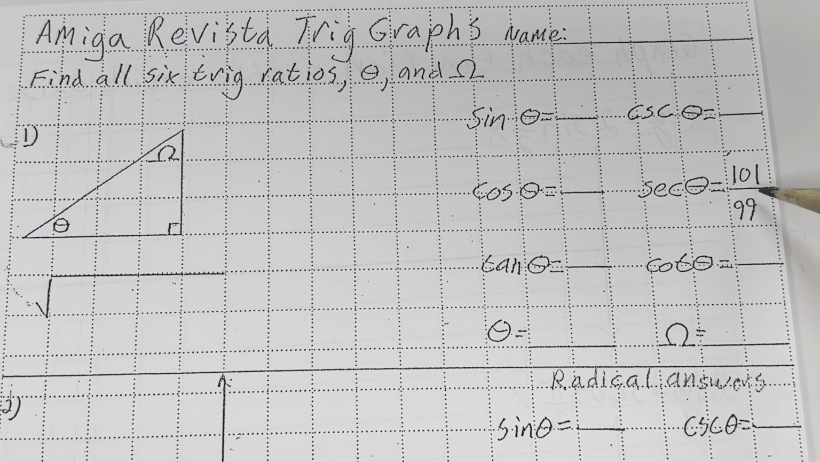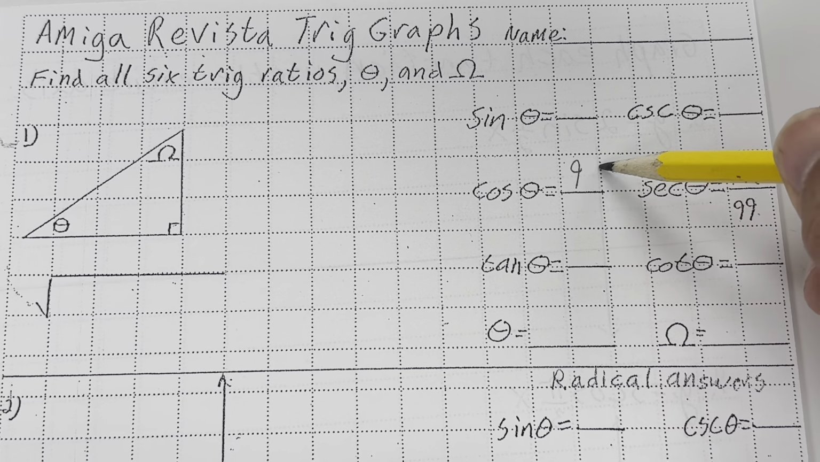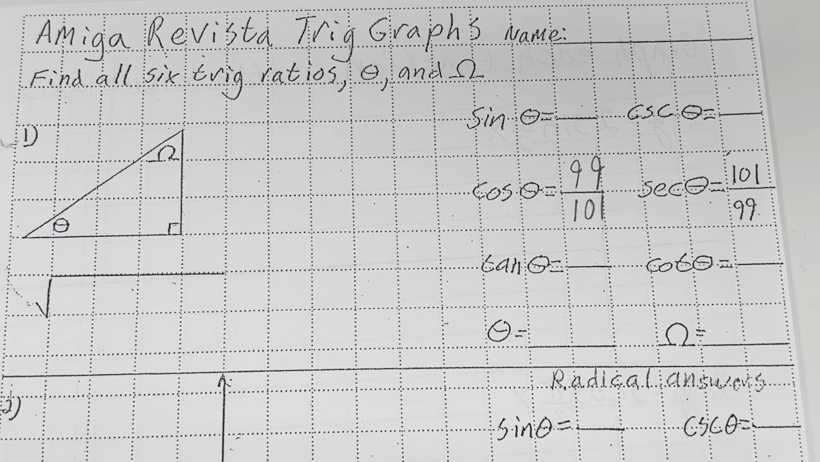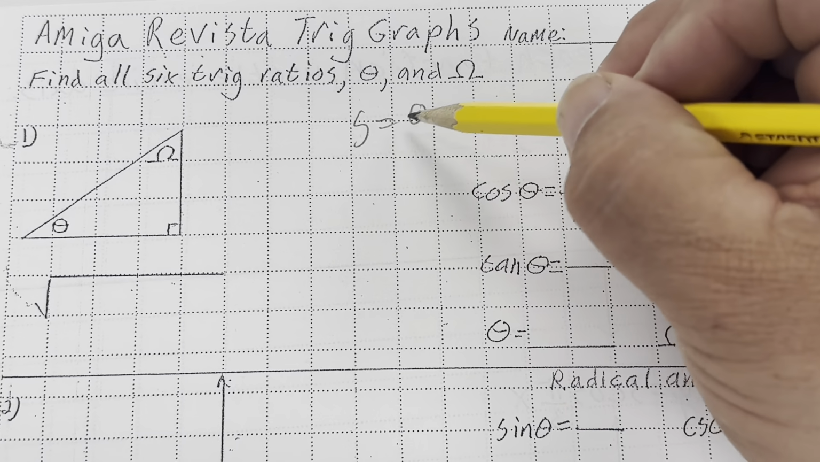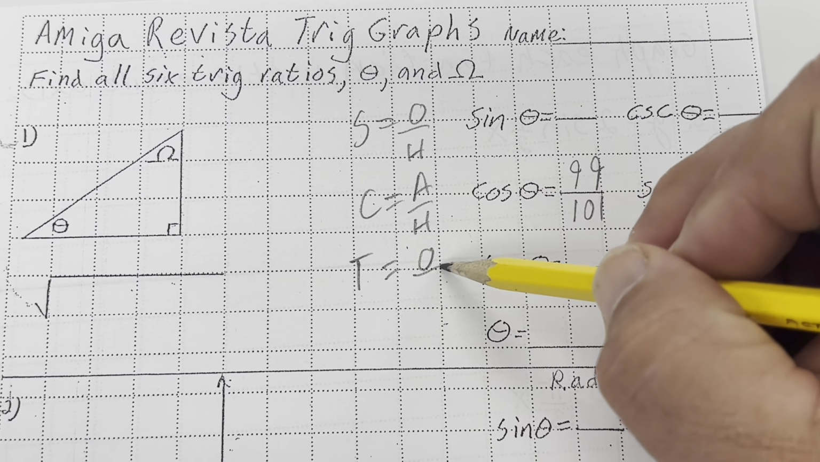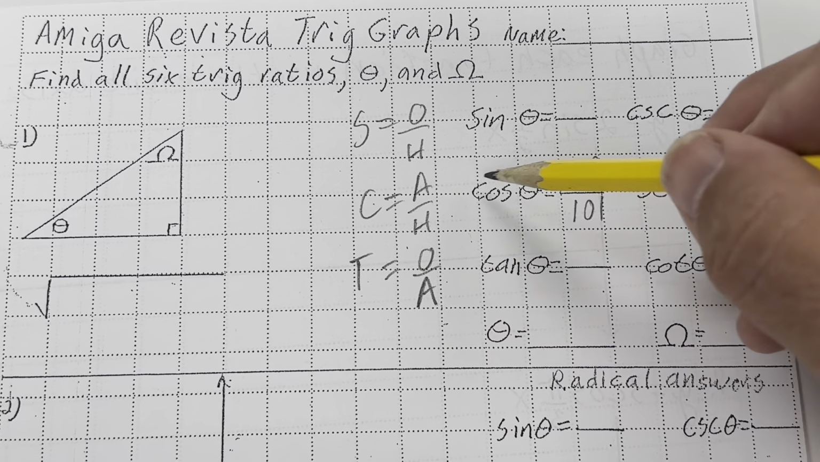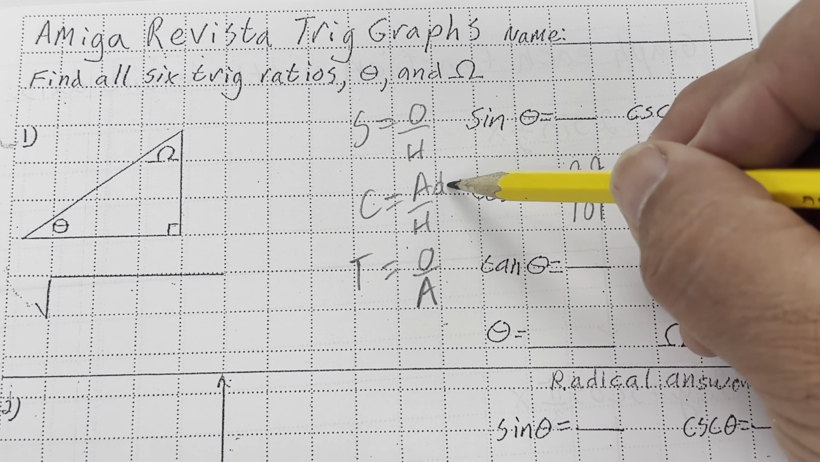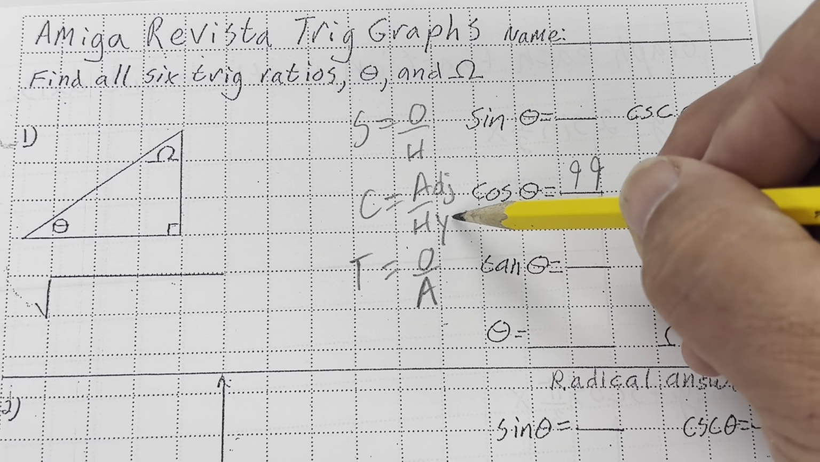Trig graphs, number one, we're going to work backwards, 101 over 99. So we're going to do the reciprocal, 99 over 101. And then if we know SOHCAHTOA, some old horse caught another horse taking oats away, 99 is associated with the adjacent side, and 101 is associated with the hypotenuse.